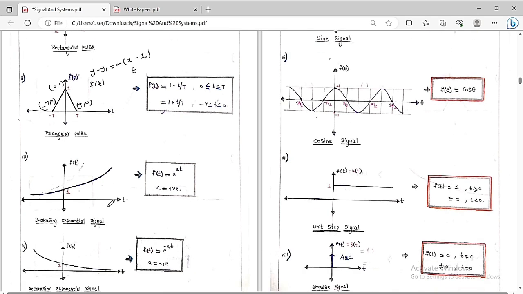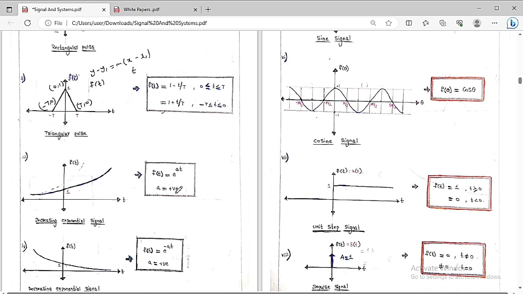Now the next signal is the increasing exponential signal. So this is the increasing exponential signal. f(t) is equal to e to the power of at. This is called an increasing exponential signal.